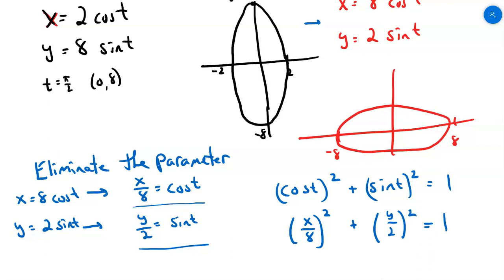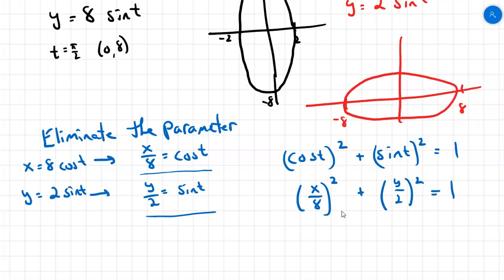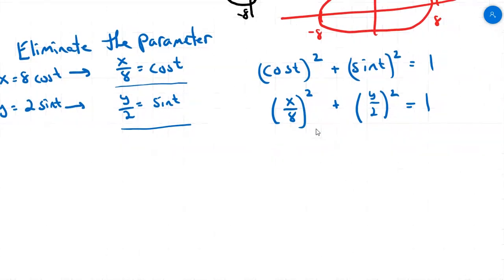And from here, the rest is just simplifying. But you notice that already I've gotten rid of my parameter. I have no more t's in there. So I get x squared over 64 plus y squared over 4 equals 1. There's no t's in there, which would be terrible if I worked at a golf course right now. But here, we have a function that has no t's.